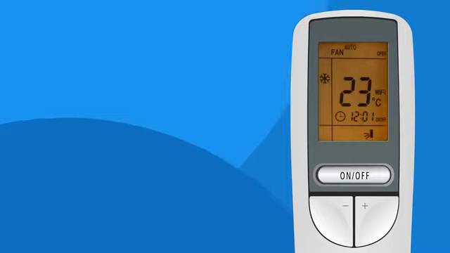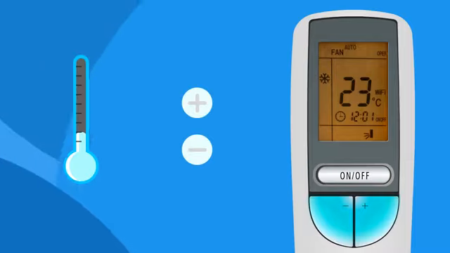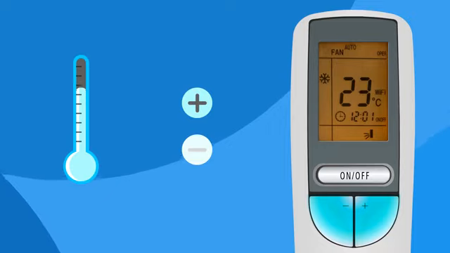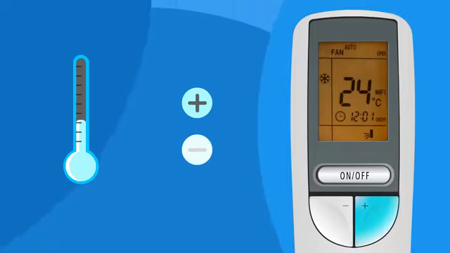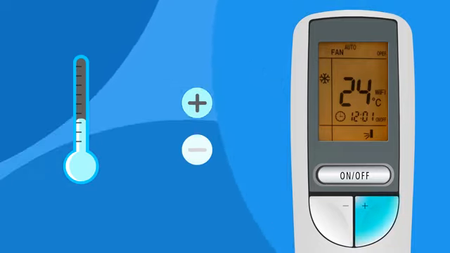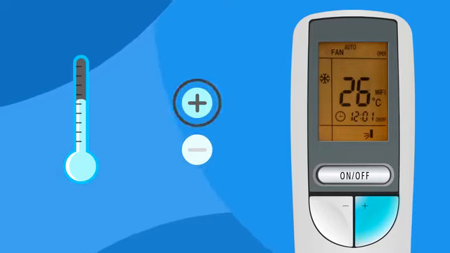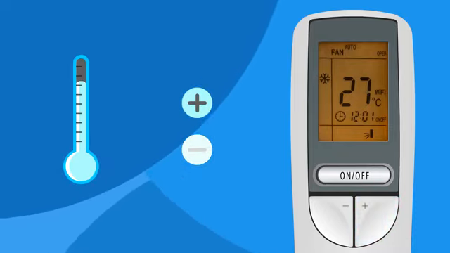Now let's look at some other buttons and their functionalities. Plus and minus buttons. The plus and minus buttons are used to increase or decrease the current temperature as desired. Press plus button once to increase the temperature by 1 degree. Holding the button for 2 seconds rapidly increases the temperature.